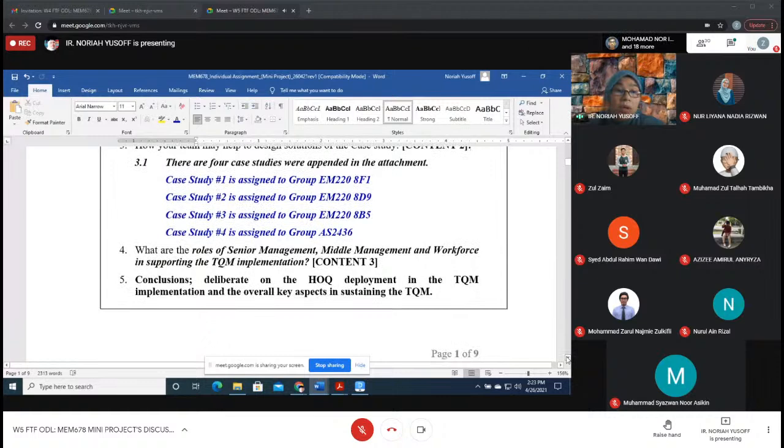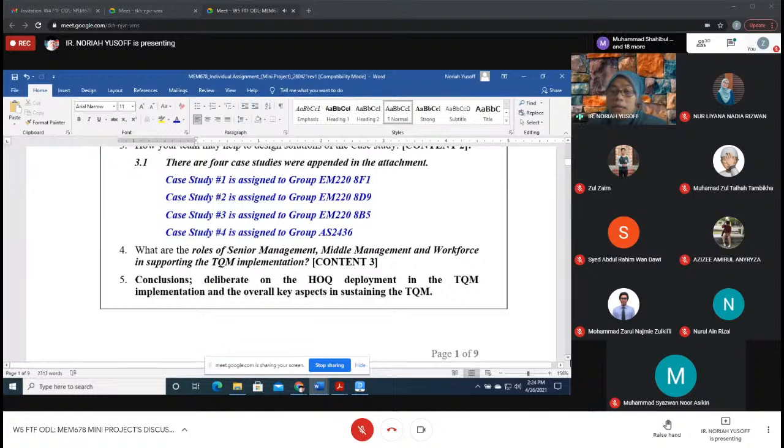So for the content of the report, for the fourth content, you have to report or discuss the roles of the senior management, middle management and workforce level in supporting the TQM implementation. And then lastly will be the conclusion. You have to deliberate on the HOQ deployment in the TQM implementation and the overall key aspects in sustaining the TQM.